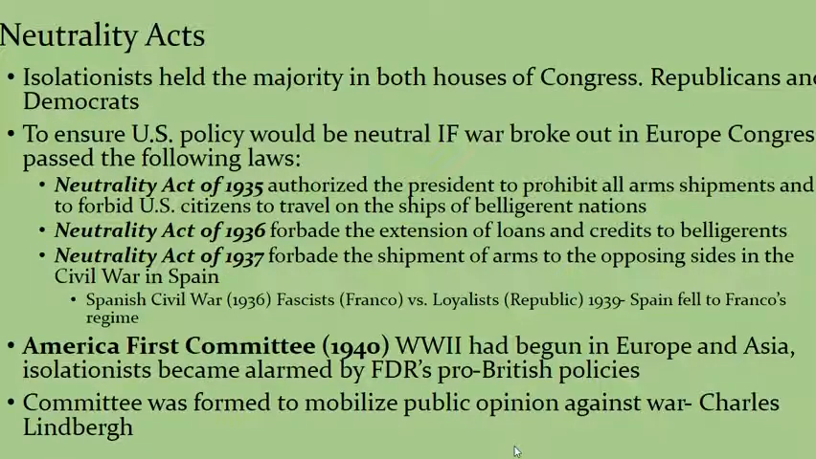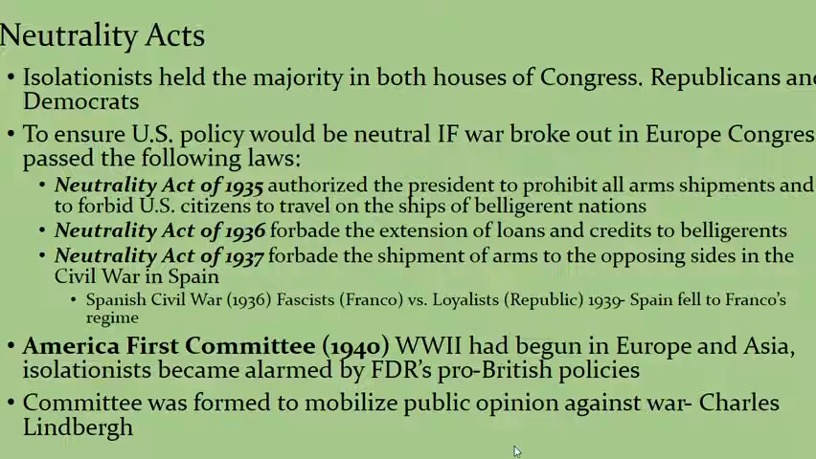Now, in order to prevent future involvement in the war, and this is important for your quiz, you have a series of neutrality acts. For your quiz, you will only have to put the neutrality acts, okay? So I'll phrase the question where it says, to ensure U.S. policy would be neutral if war broke out in Europe, Congress passed the neutrality acts. And that would be your answer.